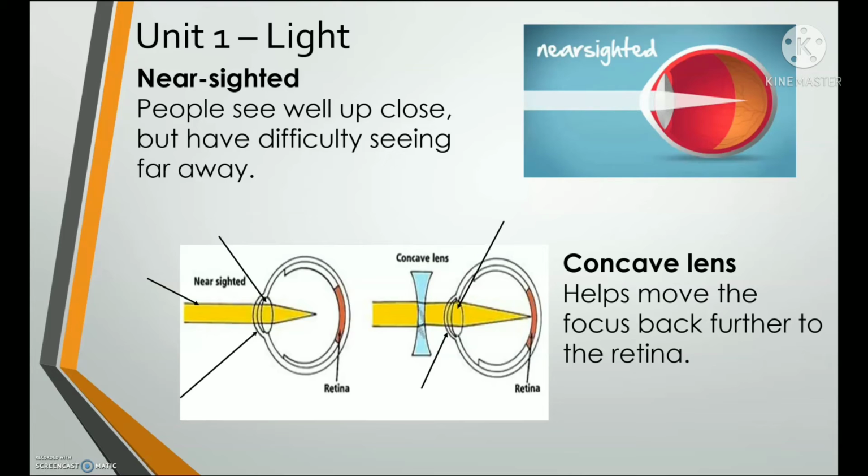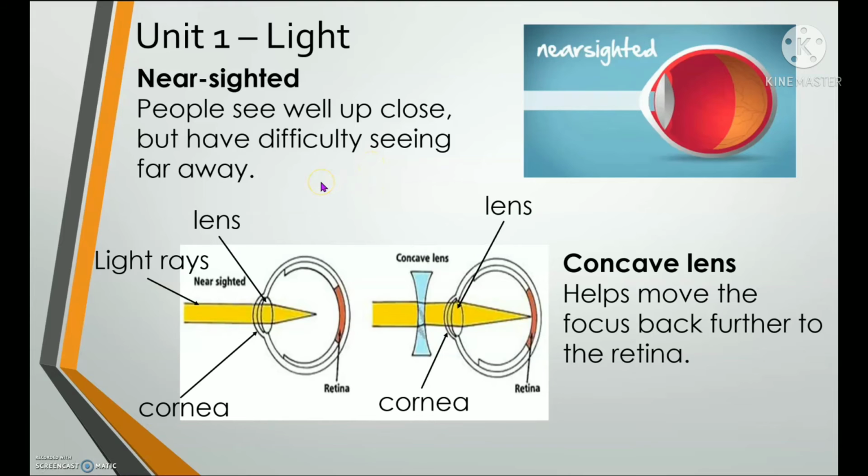Very good. So nearsighted people see well up close but have difficulty seeing far away. It means that when these people have the paper just close to their face, they can read it clearly. But if the paper or what they're reading is far away from their face, they cannot see it very well.